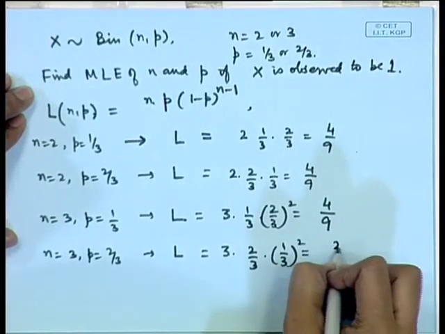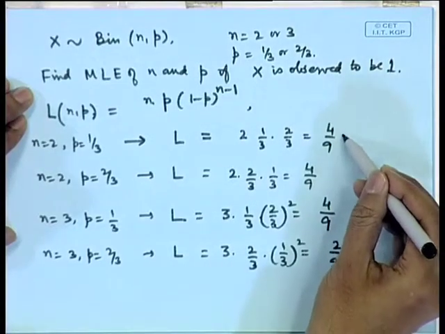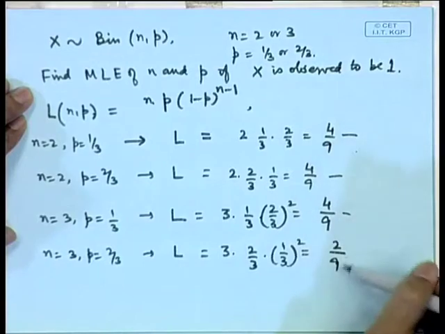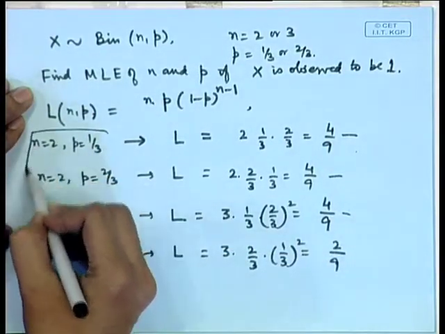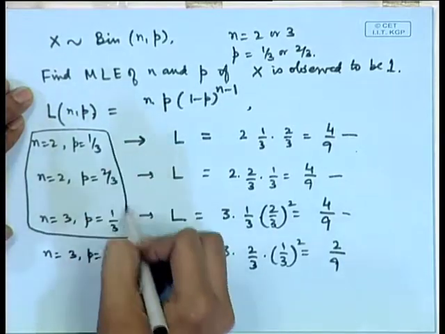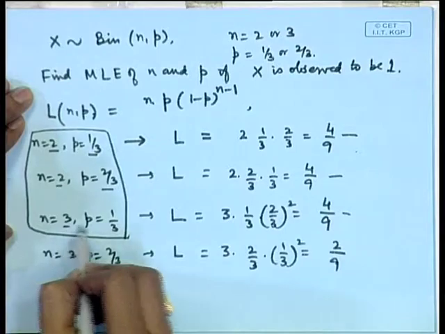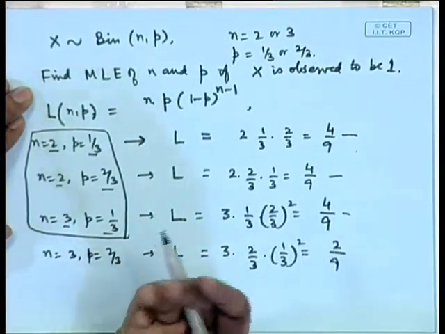If we are looking at the maximization of the likelihood function, then you can observe here that this value and this value, they are all the same and they are the maximum. This value is actually smaller. That means any of the configurations (2, 1/3), (2, 2/3), (3, 1/3) are as likely to give the maximum value as any other.